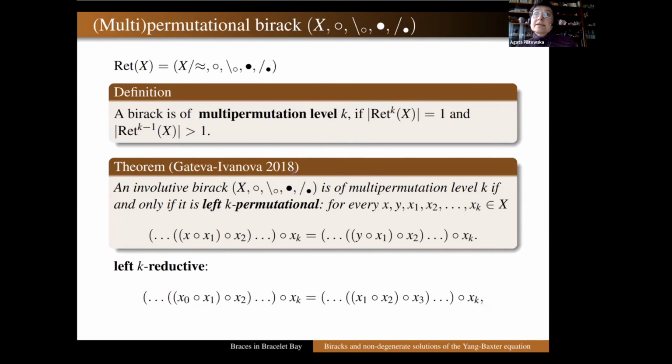Similarly as for the classical relation of retraction, we can also define multi-permutational level of a Birack. We say that a Birack is of multi-permutational level k for some natural number k, if k is the smallest integer such that the kth retract with respect to this generalized retraction relation is a one-element Birack.